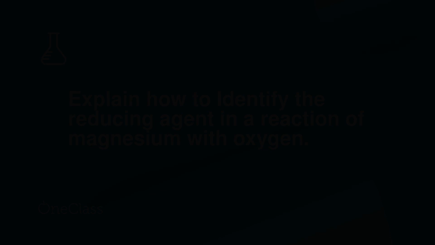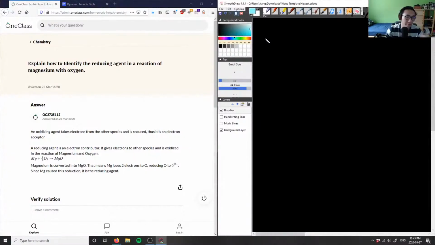And then finally, what we can do is our last question of the day. Here is question 10. And it says, how do you identify the reducing agent in the reaction with magnesium and oxygen? So let me make this a bit nicer here. So I want the reducing agent with magnesium and oxygen here.